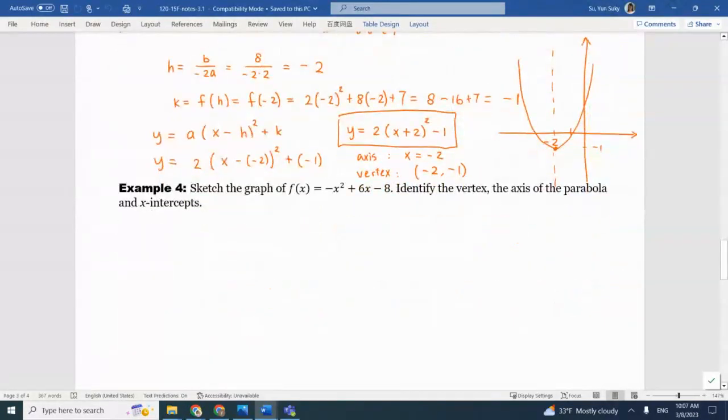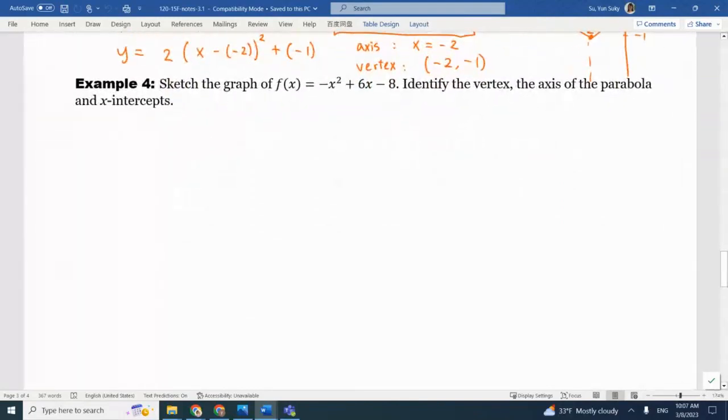Let's continue. Example 4. Sketch the graph of the following. Identify the vertex, the axis, and the x-intercepts. Last example, we didn't do the x-intercept, but example 4 asks us to find the x-intercepts. So what is a? Negative 1. What is b? 6. What is c? Negative 8.